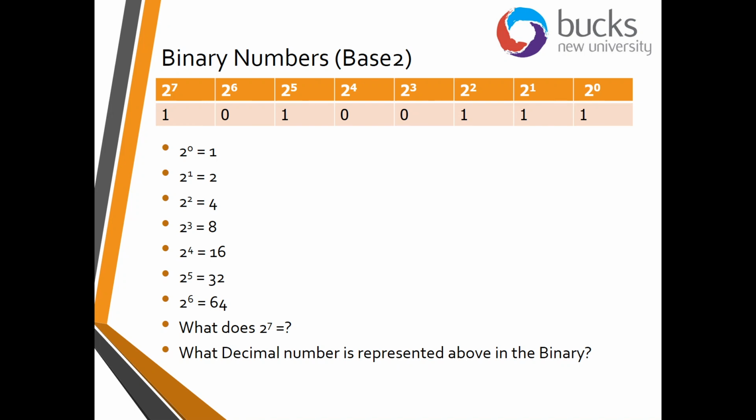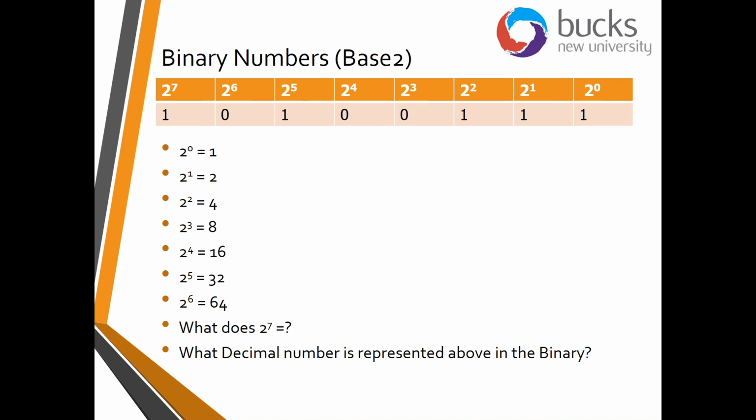Those represent decimal values. So we've got 2 to the 0 is 1, 2 to the 1, sorry, is 2, 2 to the 2 is 4, 2 to the 3 is 8, 2 to the 4 is 16, 2 to the 5 is 32, 2 to the 6 is 64, 2 to the 7, well, we're simply doubling. So 64 times 2 gives us 128.